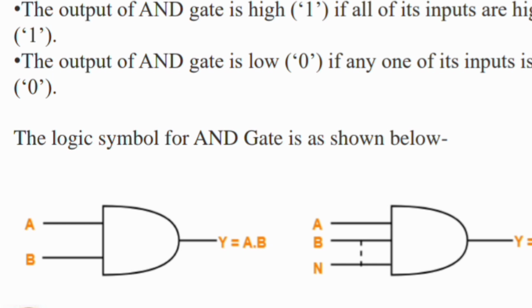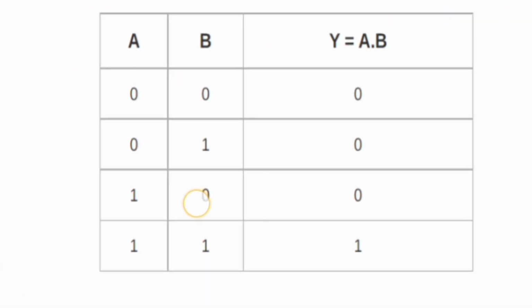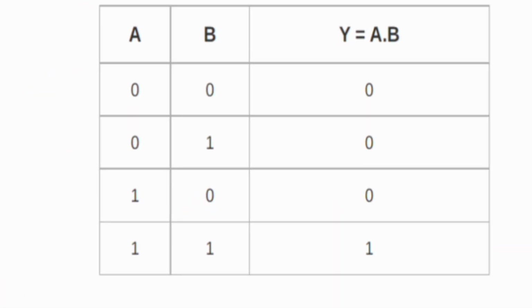We can understand that using this truth table. If A and B are 0, 0, the output is 0. If the inputs are 0 and 1, the output is 0. If the inputs are 1 and 0, the output is 0. Only if the inputs are 1 and 1, we get the output as 1.